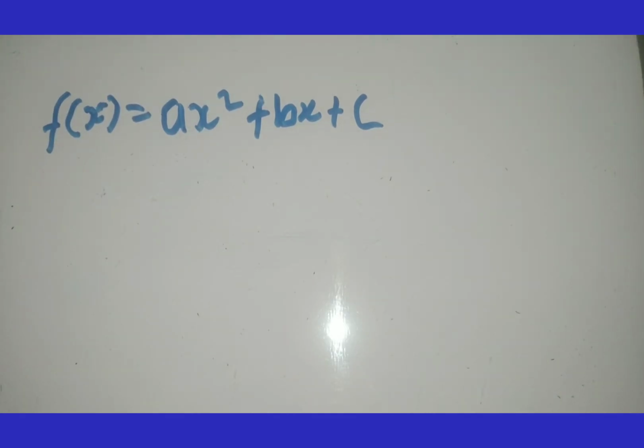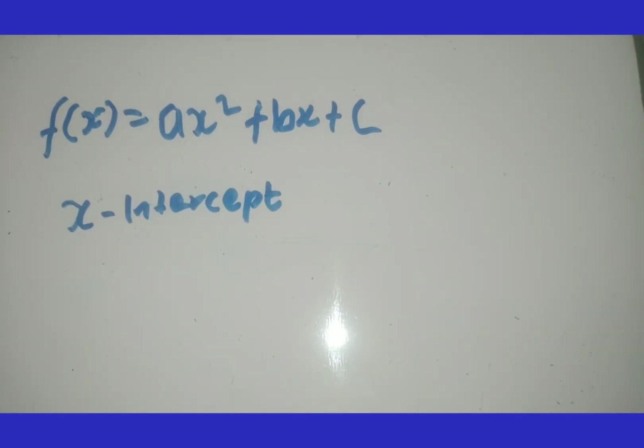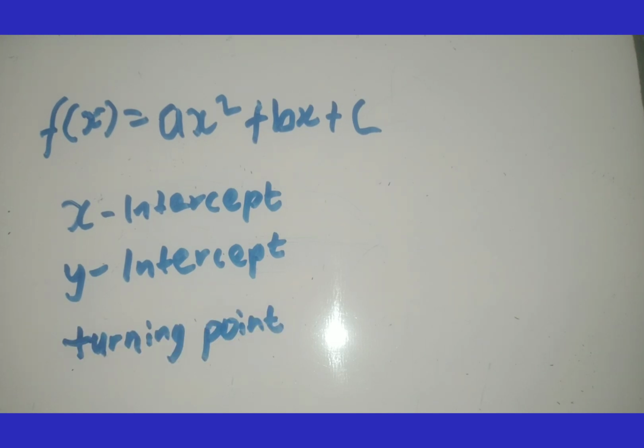So in order for us to draw the parabola, we need three things. We need the x-intercept, the y-intercept, and the turning point. Then we determine the shape of the graph also. So we need these three.